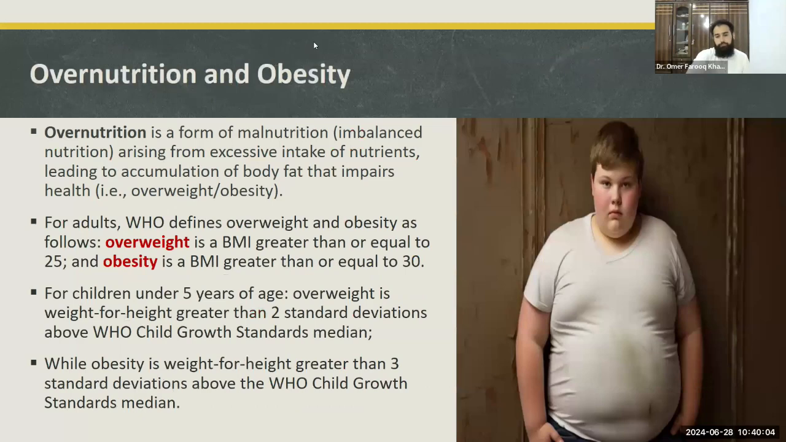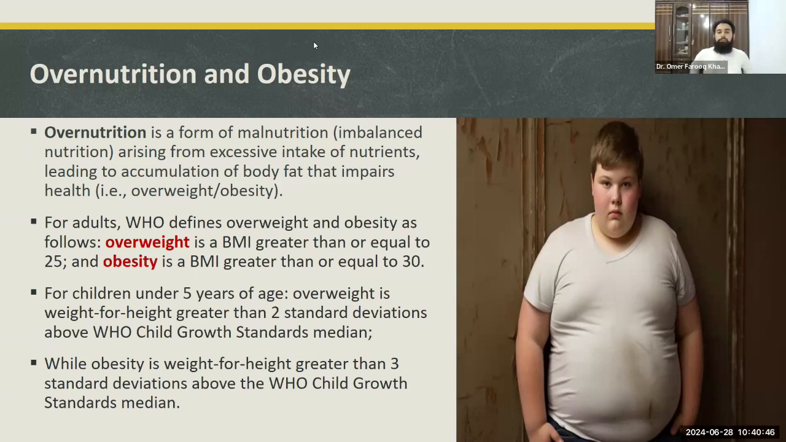So the first problem of malnutrition of the developed world is overnutrition and obesity. We are overfeeding ourselves or our children or our families. Overnutrition is a form of malnutrition, imbalanced nutrition, arising from excessive intake of nutrients, leading to accumulation of body fat that impairs health. That is, if we become overweight or we become obese. For adults, WHO defines overweight and obesity as follows. Overweight is a BMI greater than or equal to 25. And obesity is a BMI greater than or equal to 30.